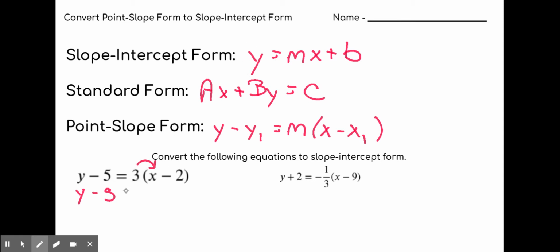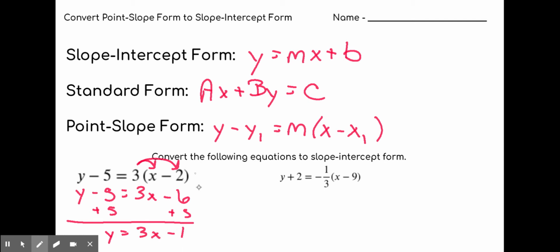We're going to distribute the 3 here. 3 times x is 3x. 3 times negative 2 is negative 6. My y is not isolated. I am going to add 5 to both sides, and I get y equals 3x minus 1. So I have converted this equation from point slope form to slope-intercept form. Notice the slope stays the same as we would expect. We now know that the y-intercept of this line is negative 1.